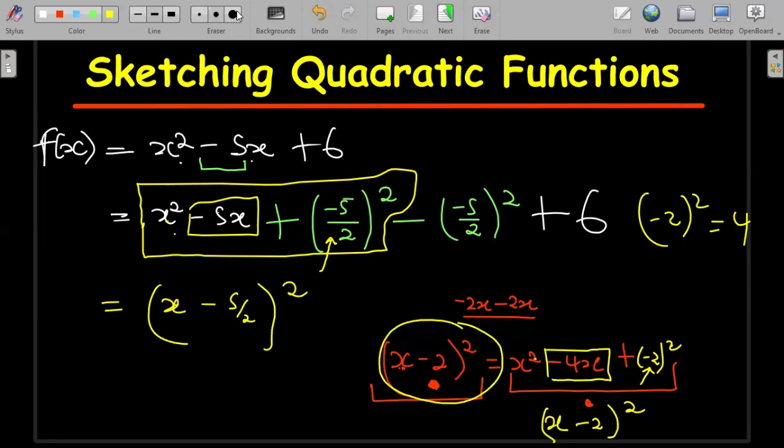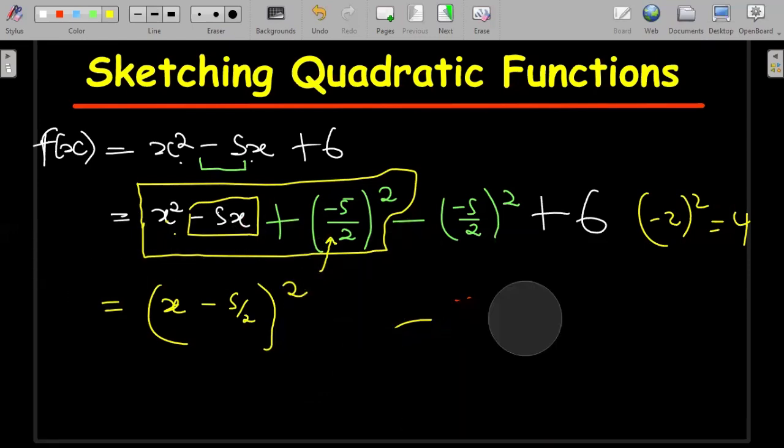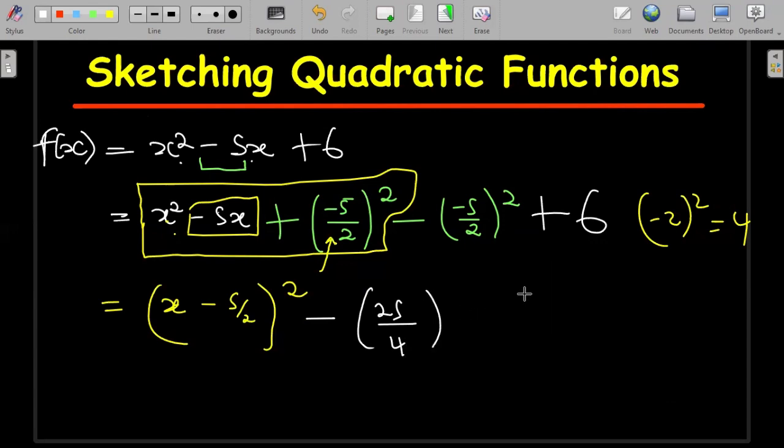So I hope you won't get confused. Always, the trick that I've used here is what you should be using. I was just using whatever was here to explain. And then what remains is minus this one, which we can square now. So we can say minus 5 squared, I get 25, over 2 squared, I get 4. And then I have plus 6 there. So this is what I have, and remember, this is equal to f of x, of course.